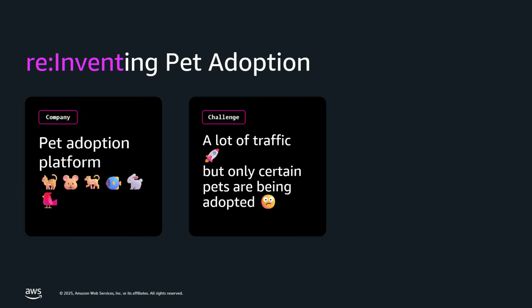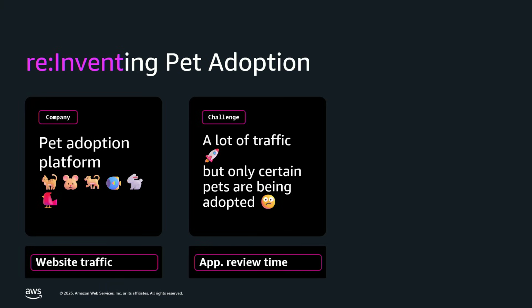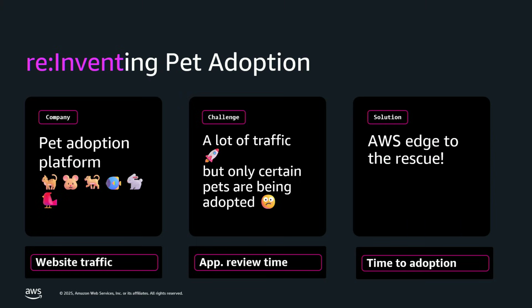So to summarize, we've got our pet adoption platform, tons of traffic, but only certain pets are being adopted, and we operate off 3 main KPIs, which we'll continue to come back to. The first is going to be website traffic. The second is the application review time. We have a healthy bench of adoption reviewers, and then finally is going to be the time to adopt. Well, now what do? AWS Edge to the rescue.